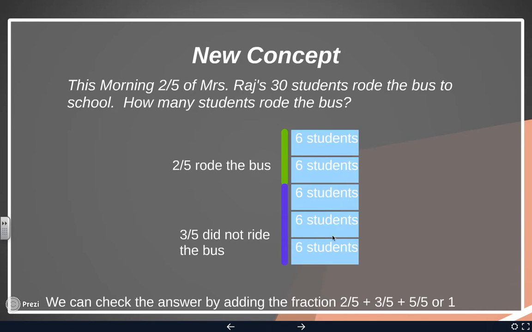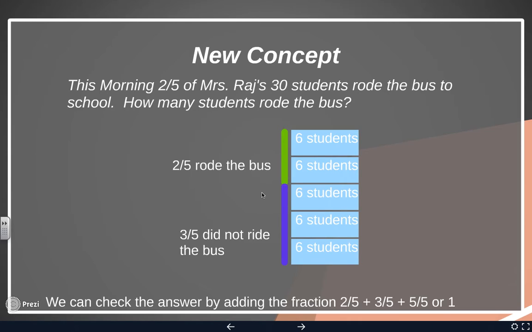So I have all my students here, 30 students, and then what I'm going to do is take these fifths of students, right? And it said 2/5 rode the bus. So I have marked here 1, 2. So this group of green students is 2/5, all right? 3/5 did not ride the bus. And so I take 1, 2, 3 of those fifths, and when I add them together, I could find out how many people didn't ride the bus and how many people did ride the bus.